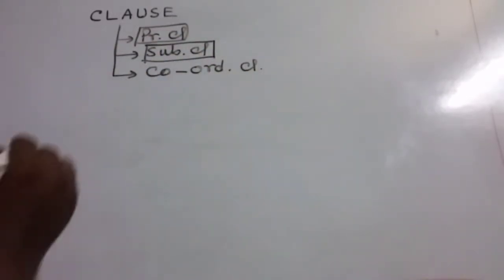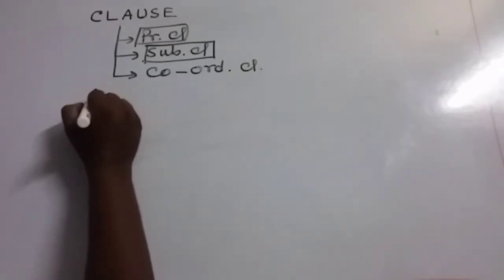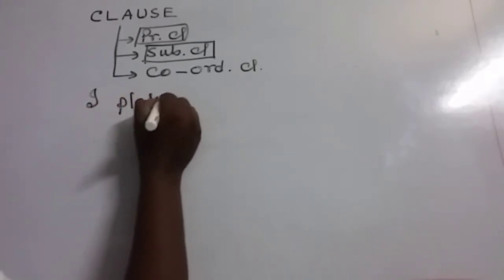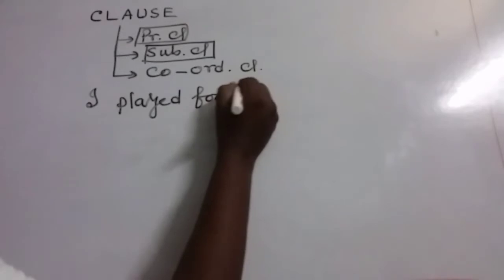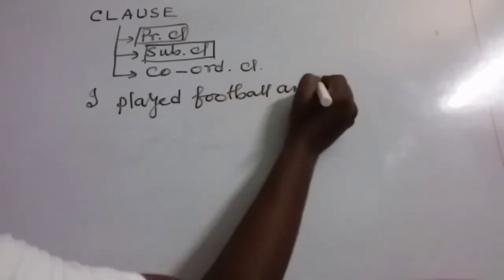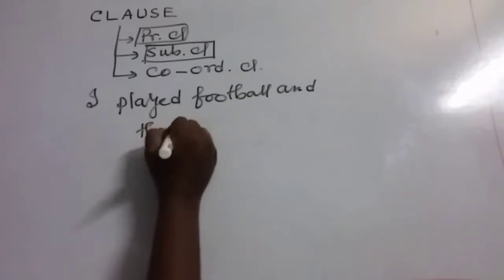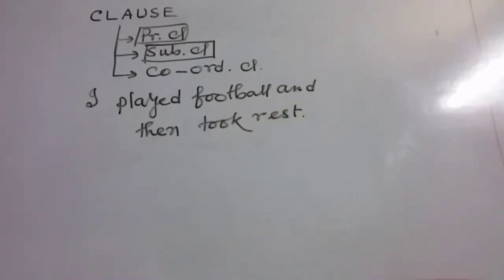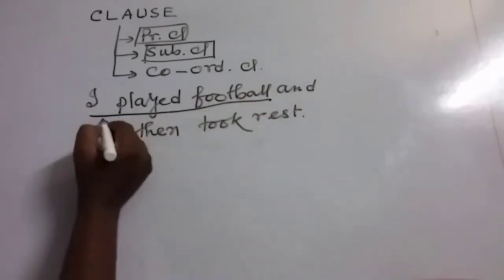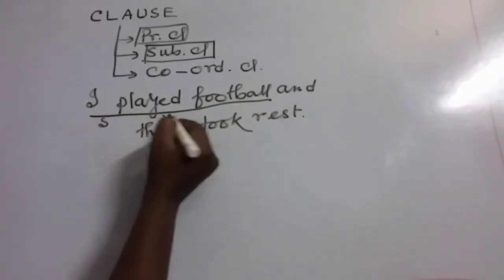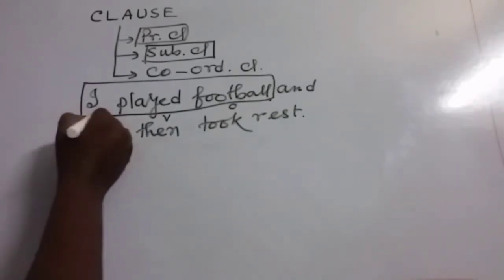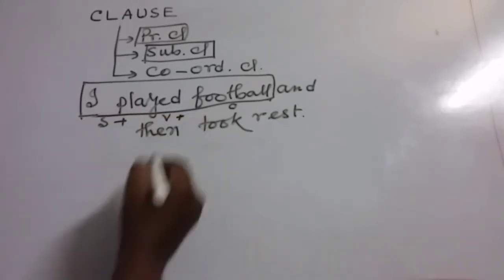And coordinate clause, actually my dear friends, sometimes we write down: I played football and then took rest for some time. Here my dear friends, you can see in this sentence, I played football, there is the subject, there is finite verb and there is object. So this part is a principal clause. There is no such problem because there is the subject, there is the verb. So it's a principal clause.